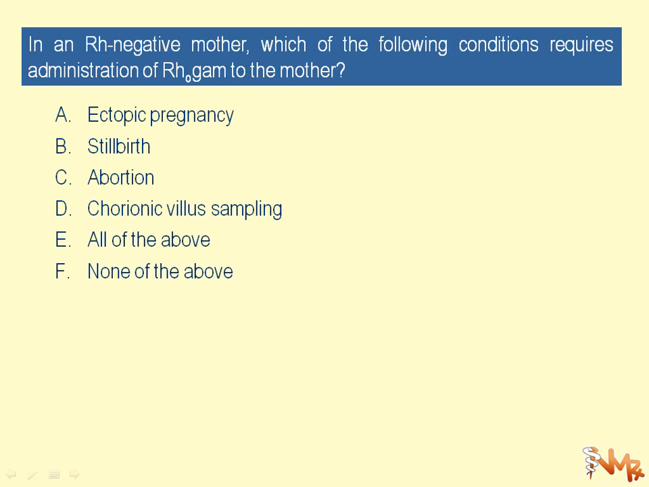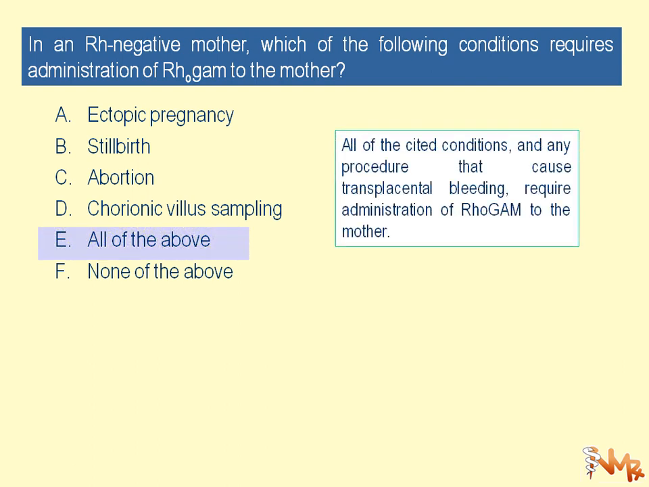In an Rh negative mother, which of the following conditions requires administration of RhoGAM to the mother? Ectopic pregnancy, stillbirth, abortion, chorionic villus sampling, all of the above, or none of the above? Actually, the answer is all of the above. Just to know, all of the cited conditions and any procedures that may cause transplacental bleeding require administration of RhoGAM to the mother.